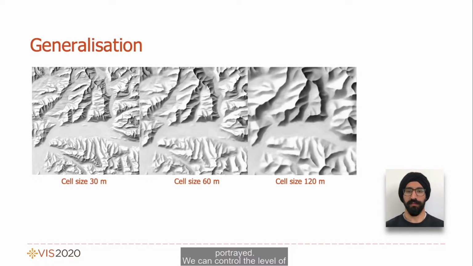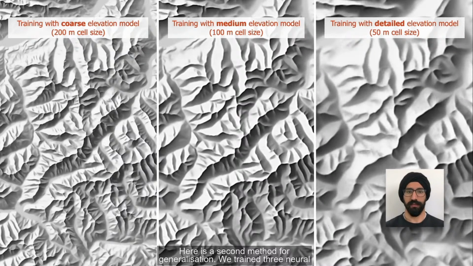We can control this level of generalization with two methods. Here, we simply downsample the cell size of the elevation model and apply the same neural network. The network learned to retain and accentuate sharp mountain ridges, so the shaded terrain does not appear blurred, even with the larger cell size. Here is a second method for generalization.